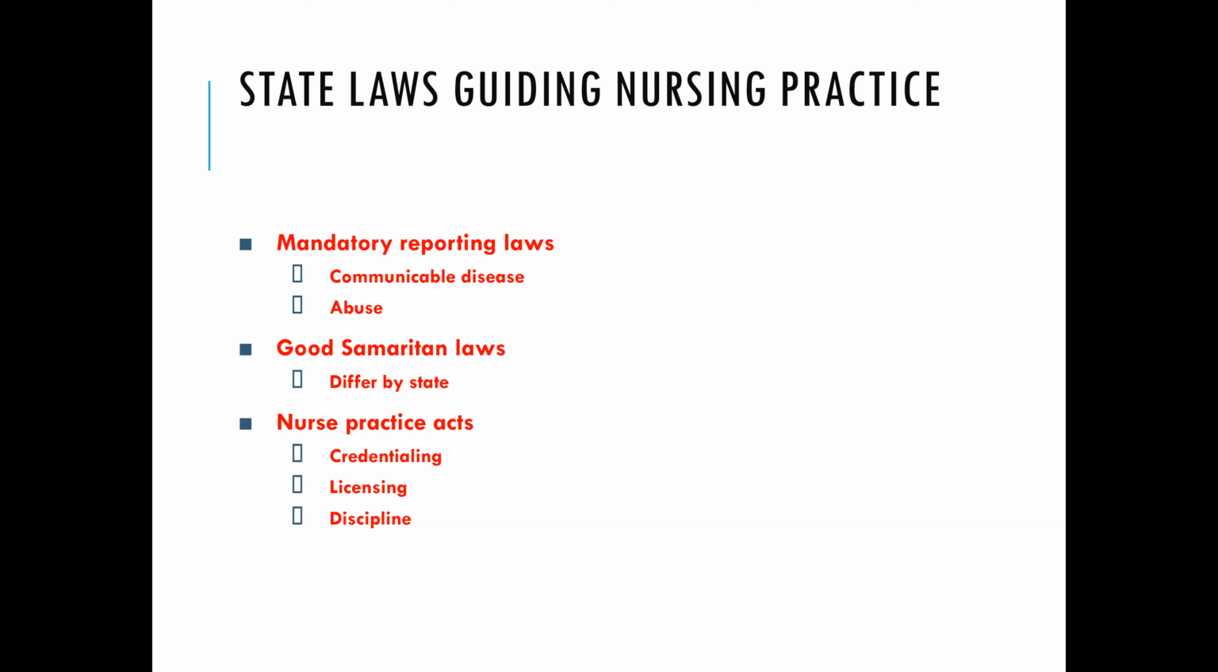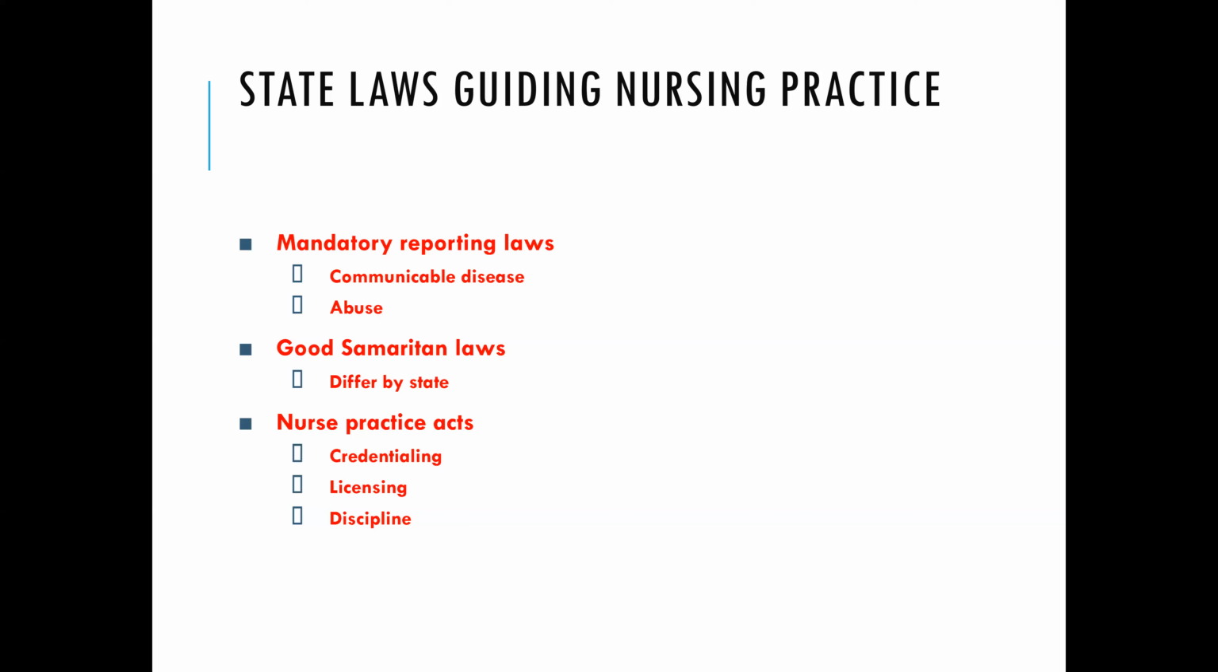The mandatory reporting law also protects you when you report abuse. In most cases, the identity of the reporter is kept confidential. Okay, then there's the Good Samaritan law. These differ by state, but they're designed to protect a person from liability for those who provide emergency care to someone who's been injured. And we'll talk a little bit more about that in detail in the next slide.